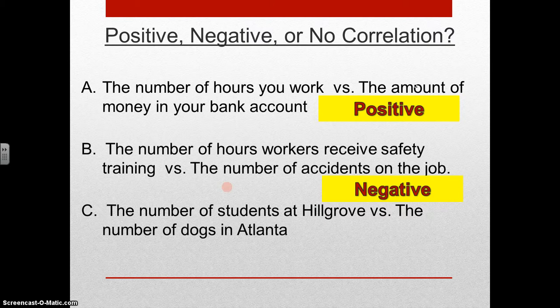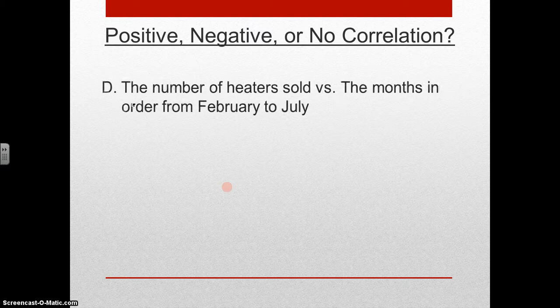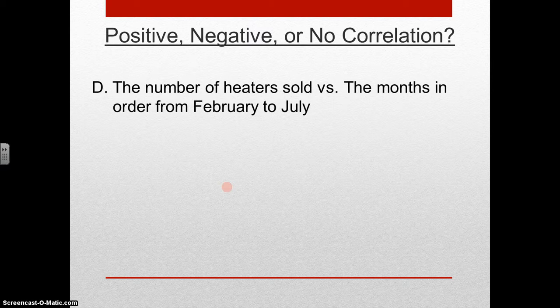All right, the number of students at Hillgrove versus the number of dogs in Atlanta. Well, do they have anything to do with each other? No, so there is no correlation. All right, the number of heaters sold versus the months in order from February to July. Well, you would think that from February to July, the number of heaters sold are going to go down. So it is a negative correlation because the months from February to July is going up in as far as the number of the month that it is. So they're going in opposite directions, so it's negative.